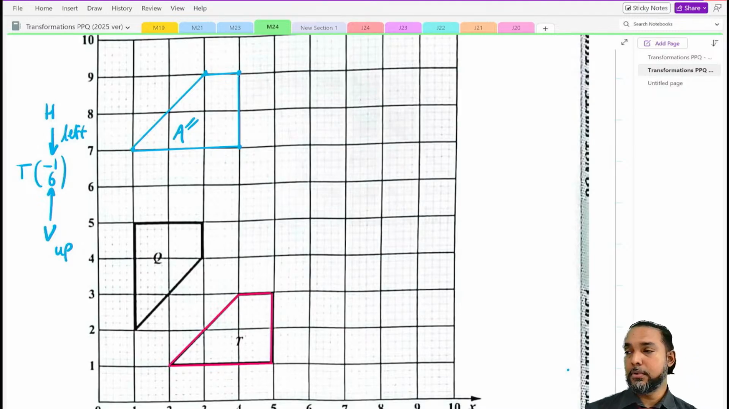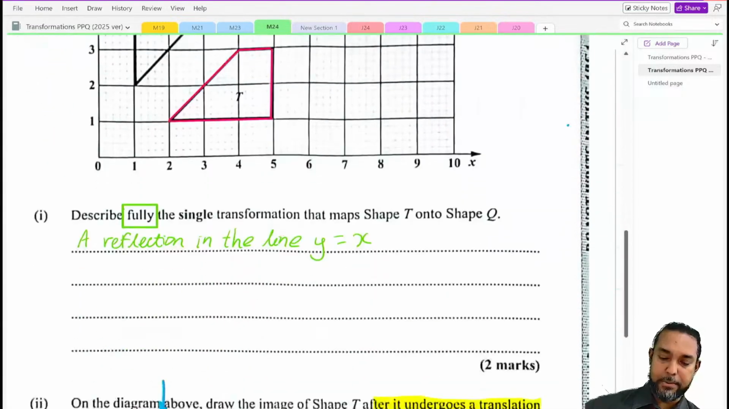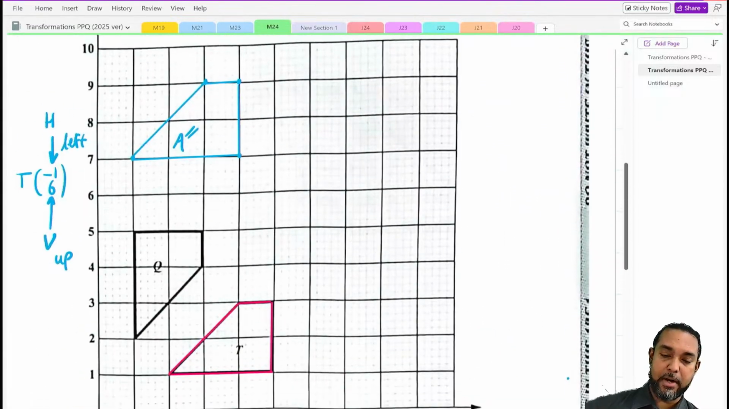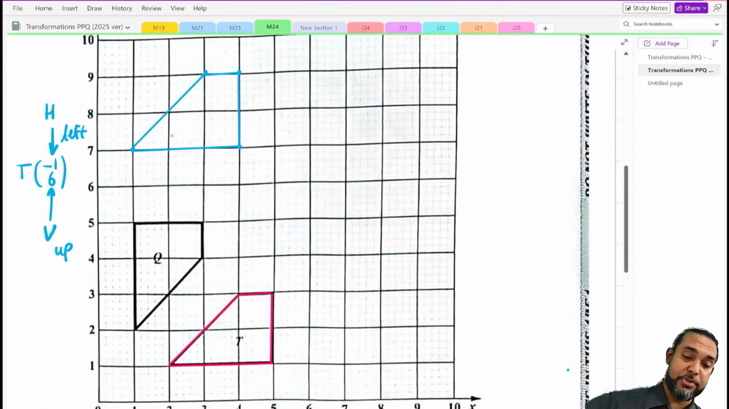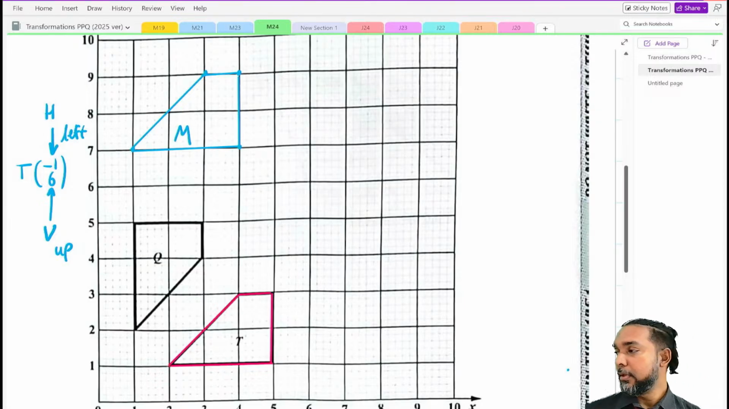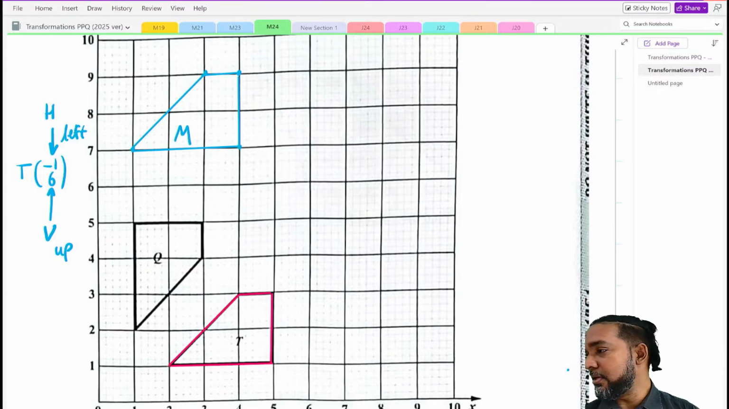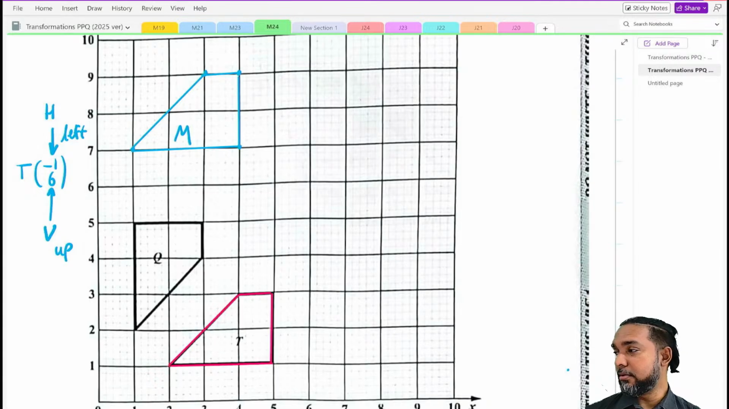Sorry, did I put A double prime? It's supposed to be M. My bad. I'm still working the last question in my head. So that's M. All vectors and matrices are in the syllabus. Okay, cool.